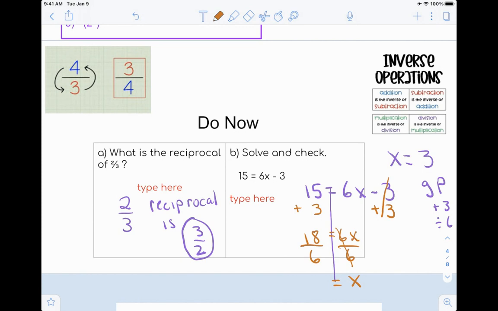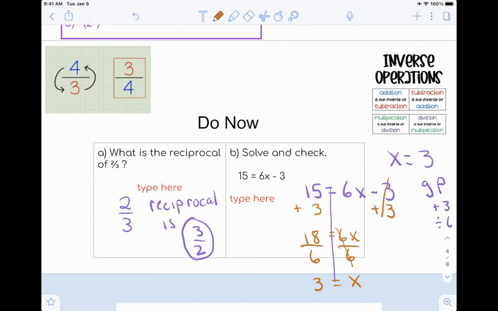in this case. And I know that the quotient of 18 and 6 is 3. And I already knew that answer, but this was the process, the algebraic steps to actually solve this equation using inverse operations.